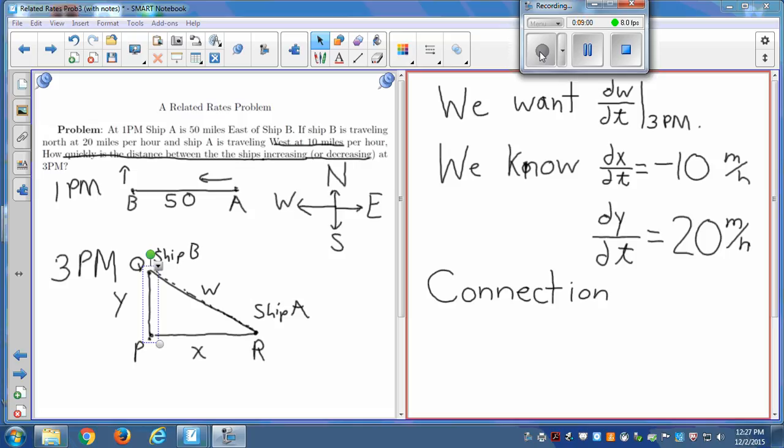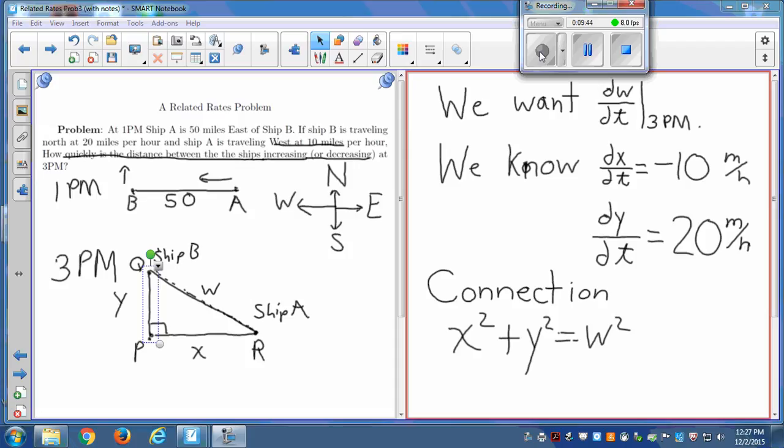Using the Pythagorean Theorem, we know that the sum of the squares of the two legs of this right triangle, that is a right triangle, since we have north and east, west and south, and all at right angles to each other, we're going to have that x squared plus y squared is equal to w squared by the Pythagorean Theorem. So that's the connection between the variables x, y, and w.